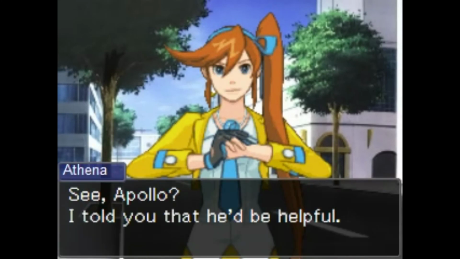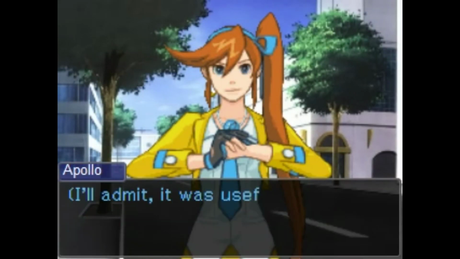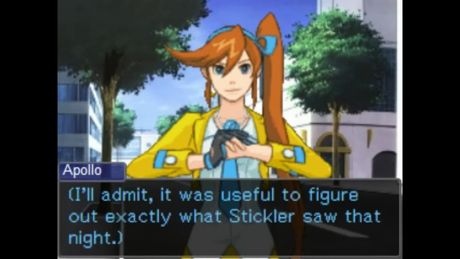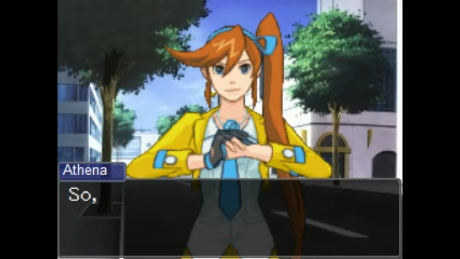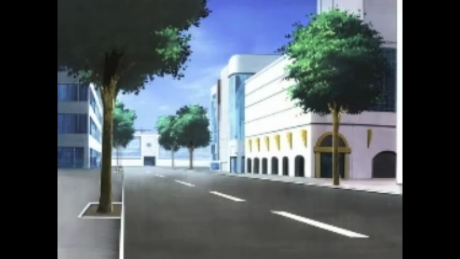See, Apollo? Told you that he'd be helpful. I'll admit, it was useful to figure out exactly what Stickler saw that night. It's a shame that none of it was particularly helpful to our case. So where to next?